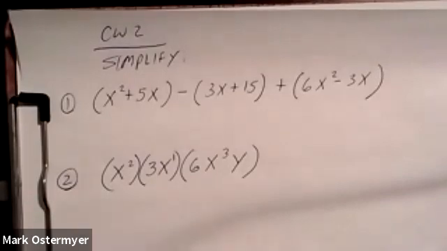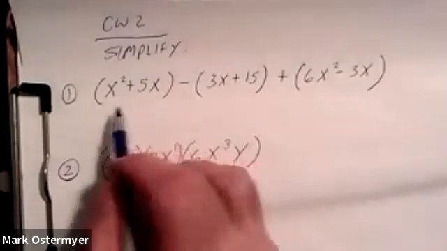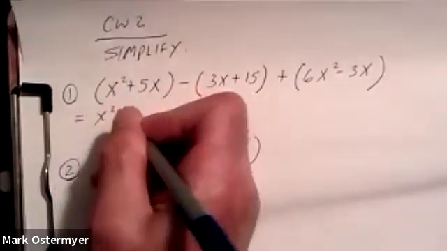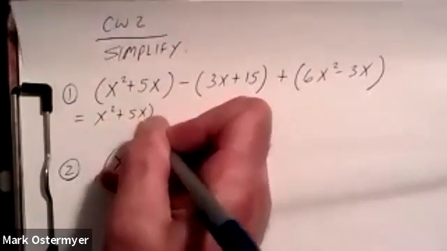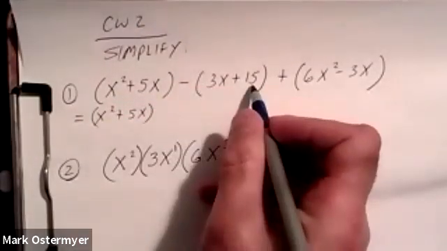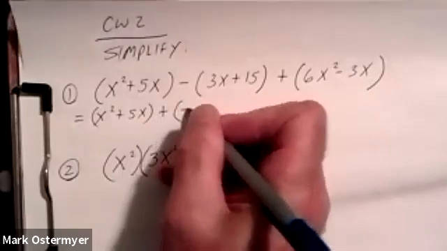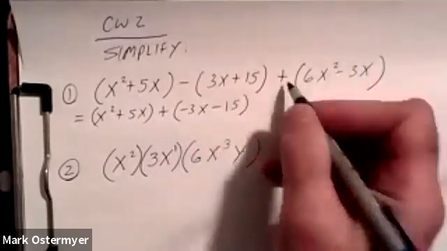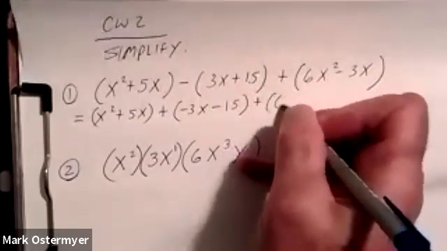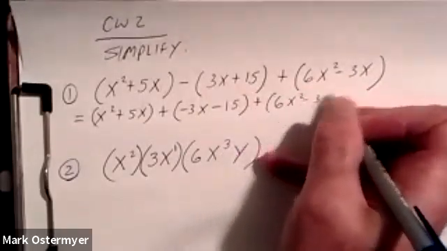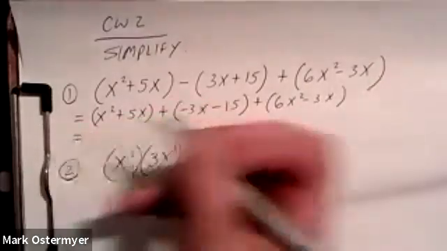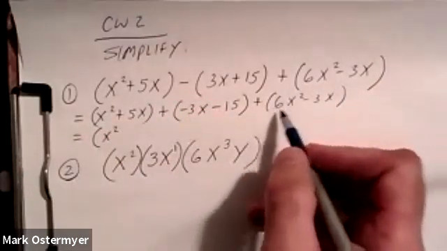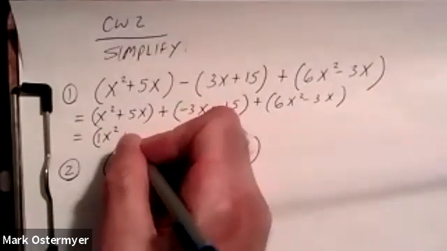All right, problem number one. We have x squared plus 5x, subtracting 3x plus 15, which is like adding negative 3x minus 15, adding 6x squared minus 3x. All right, like terms that need to be combined here. We have x squared. That must get added to a 6x squared way over here.